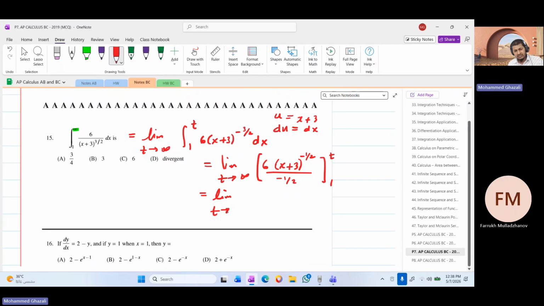Limit as t approaches infinity. We're almost done. 6 divided by negative half is negative 12. I'm putting t inside, so this whole thing will go to the denominator. It becomes square root of t plus 3.